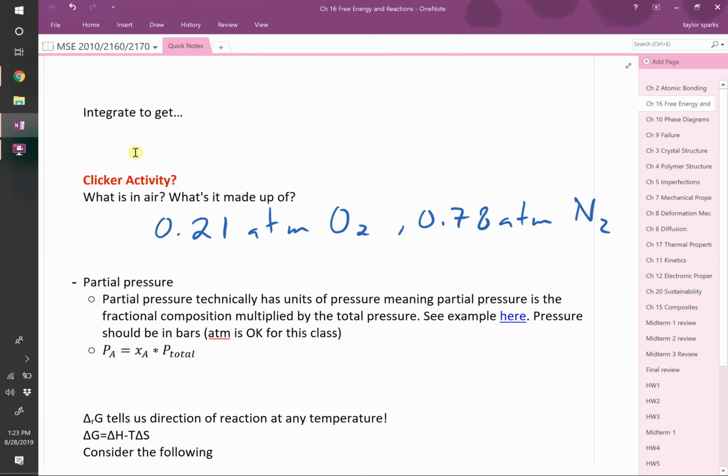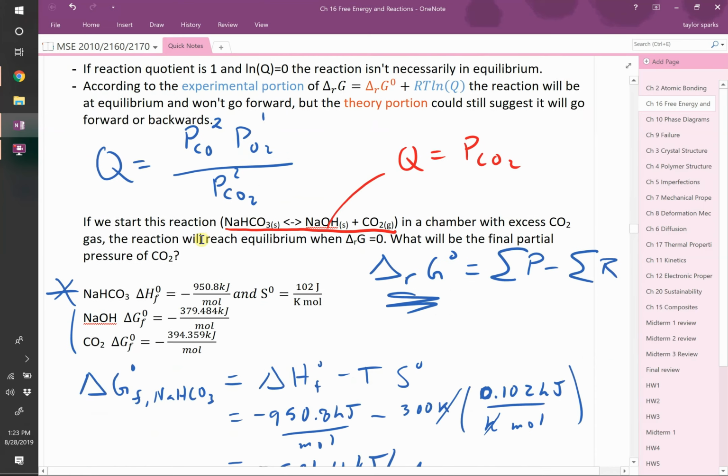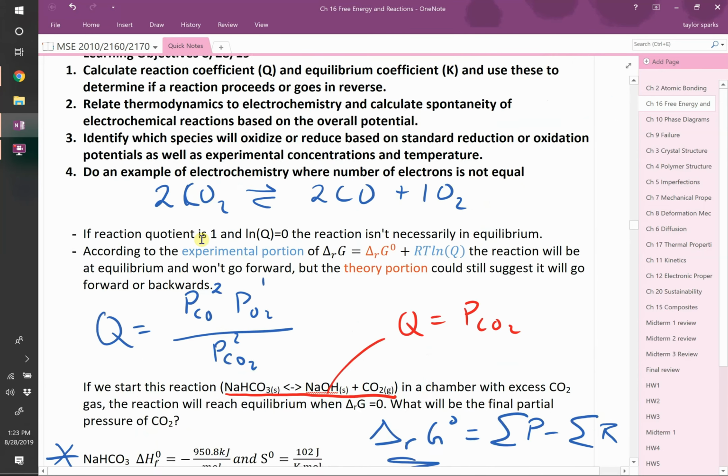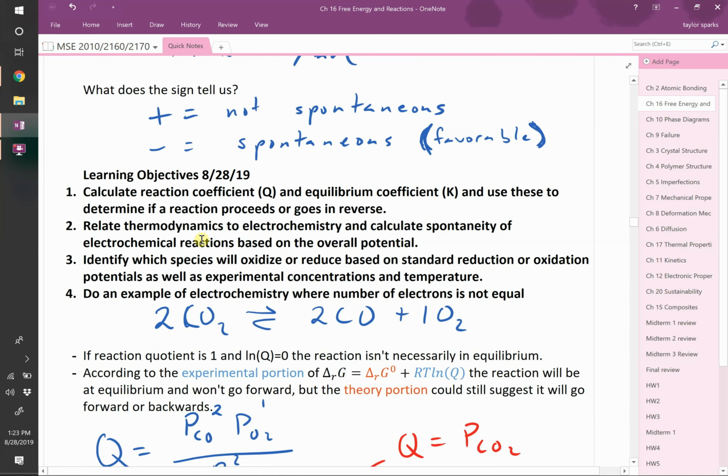Yeah. So the equation that you showed. Okay. Keep going. Yeah, with that 77.2 plus 8.3. Yep. What equation is that? So that equation is this right here. That's delta RG, our change in Gibbs free energy, is equal to the theoretical component, delta RG naught, plus the experimental component, RT times natural log Q, where this is the gas constant times temperature.